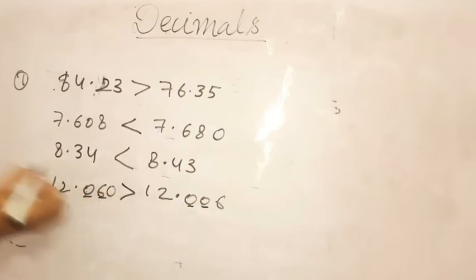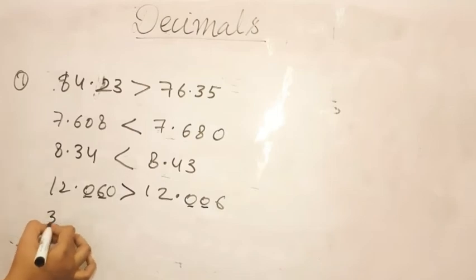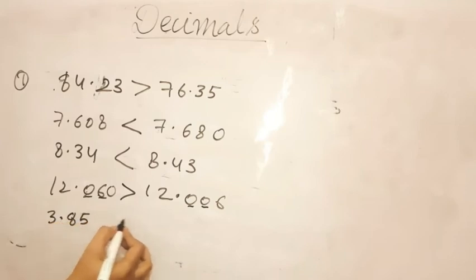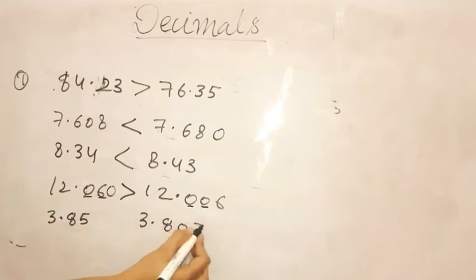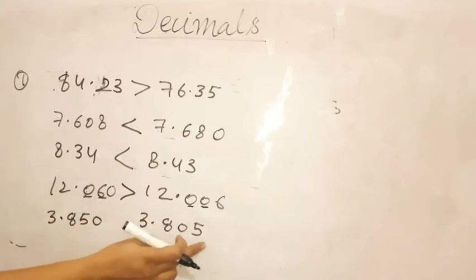So obviously 12.060 is greater than 12.006. Now moving on to the fifth one. The fifth option is 3.85 and 3.805. Again, you have to make the decimal places the same. So it will be 3.850 and this is 3.805.